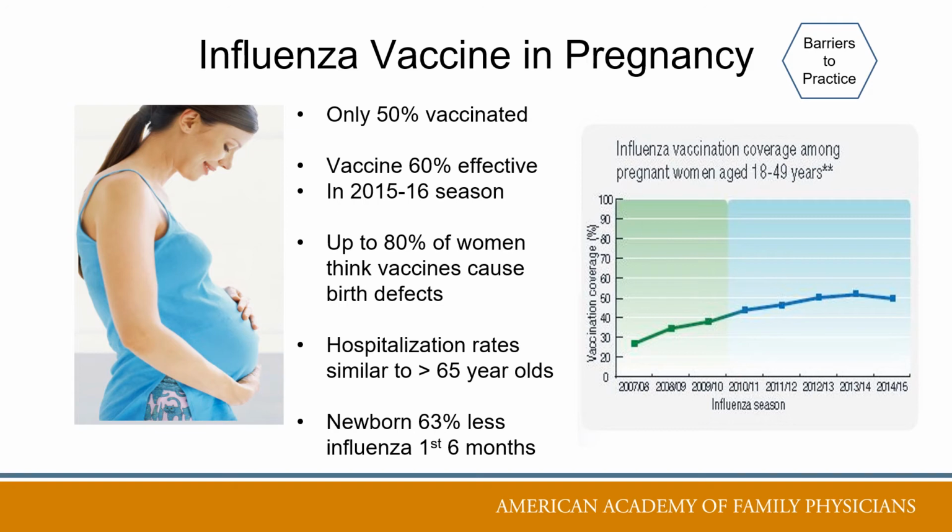So as far as the influenza vaccine in pregnancy, about half of women get vaccinated. Of course, the vaccine is about 60% effective in many seasons, including that season listed here. And up to 80% of women think that vaccines actually cause birth defects. So there's a lot of education that we do related to vaccines that can be helpful for women. Hospitalization rates for pregnant women are actually similar to elderly patients, which is key. And newborns are actually more protected as a result of mothers getting the influenza vaccine. So we want to really tout the benefits of mothers getting the influenza vaccine during pregnancy.